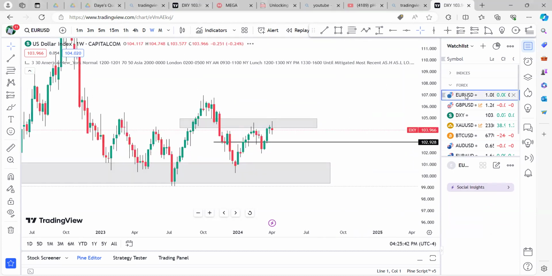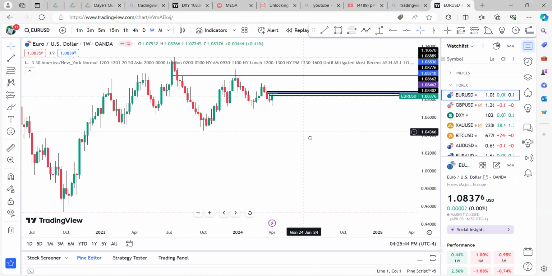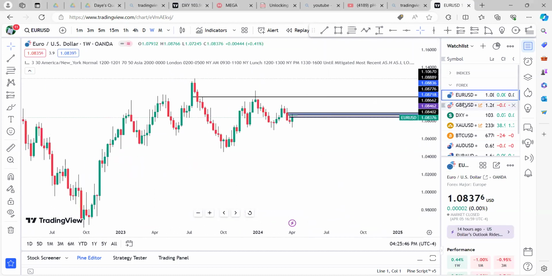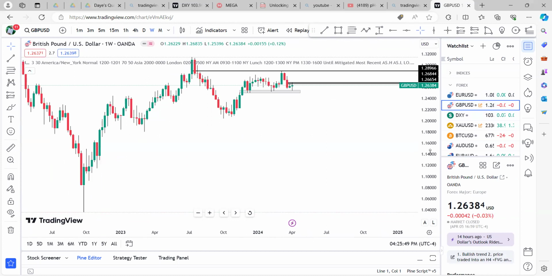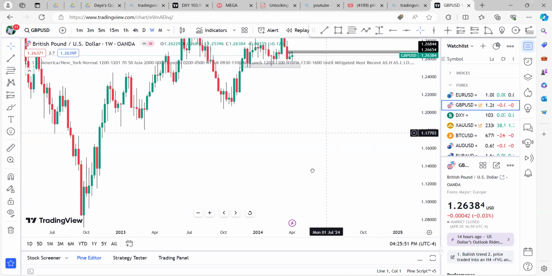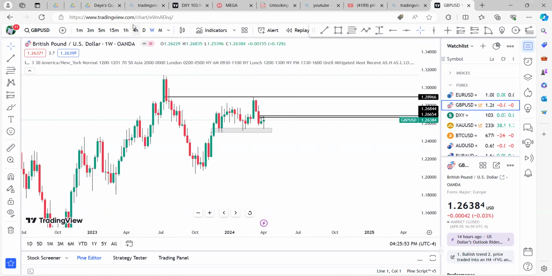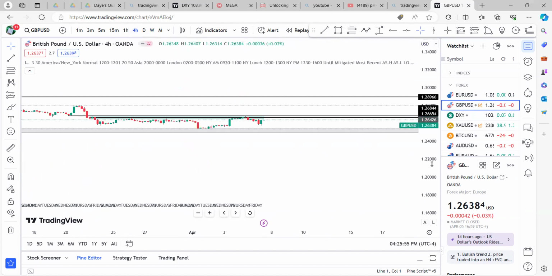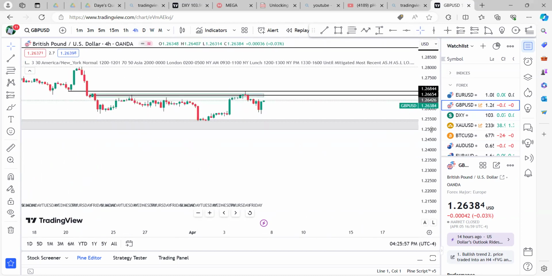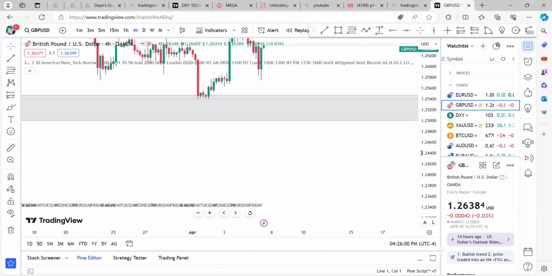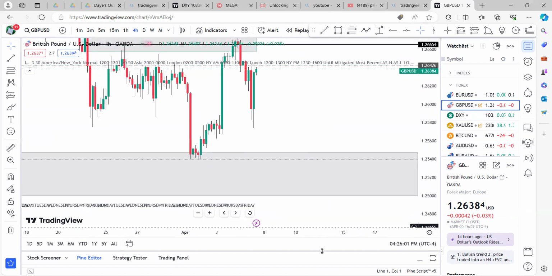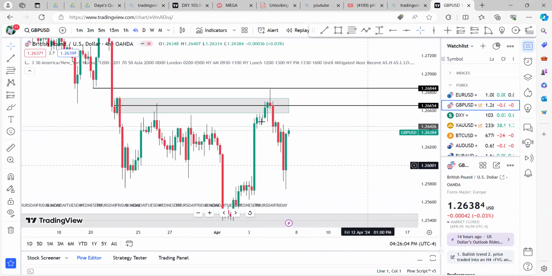Last week I gave a prediction on where I thought price would go, and based on the analysis that we did, price respected our level and then didn't trade above. I said in my previous video that I don't want to see price trading above this swing high.